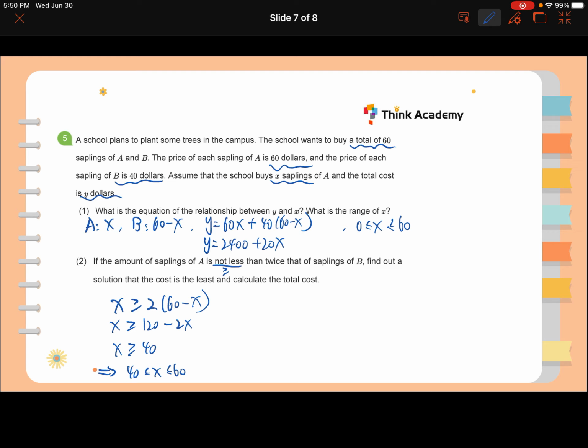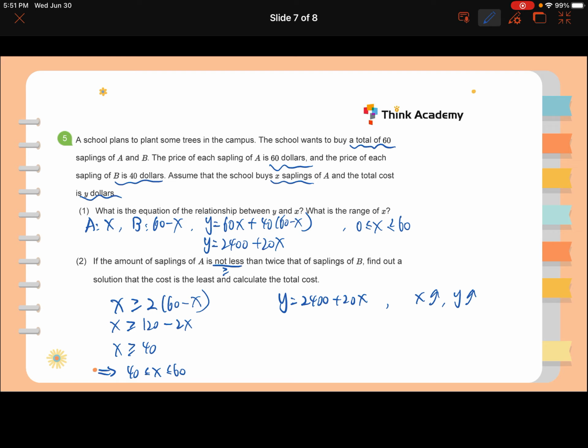And then we need to find a solution that the cost is the least. Now we know Y equals 2400 plus 20X. This is the equation of the relationship between Y and X. And you notice that because the coefficient before X is positive, when X increases, Y will actually increase, right? If we don't have any saplings of A, then total cost is going to be 2400. If we have one sapling of A, then we add $20 to 2400 and we have a greater cost. So as X increases, Y will also increase.